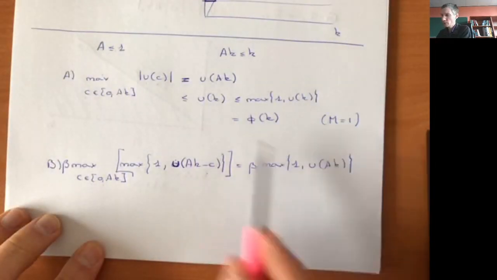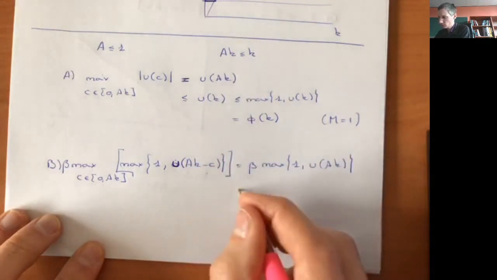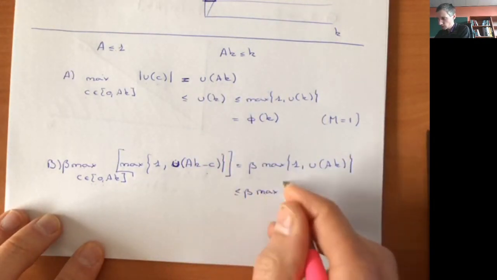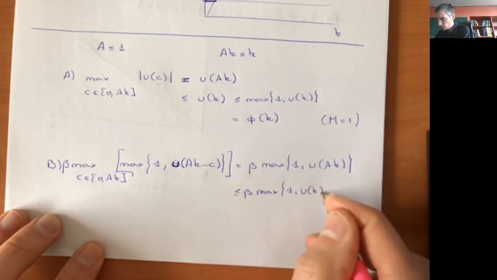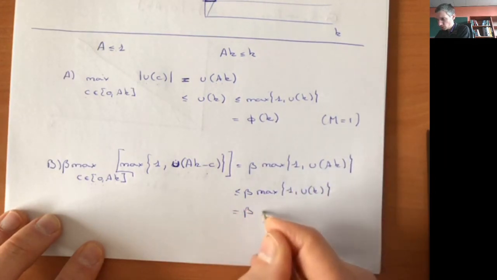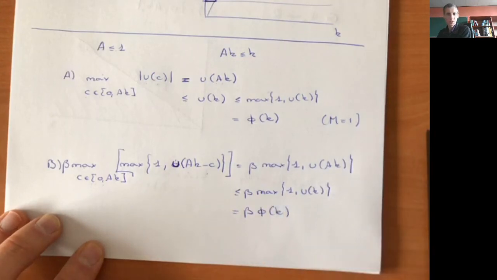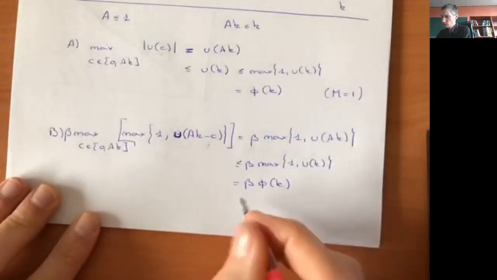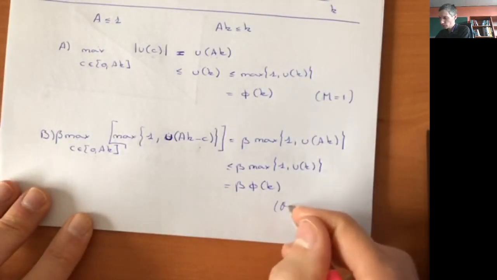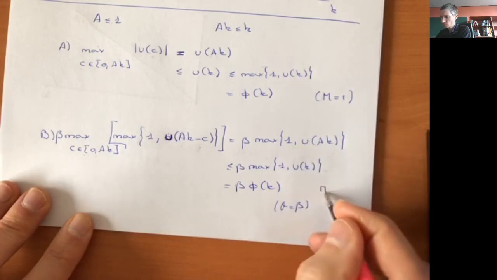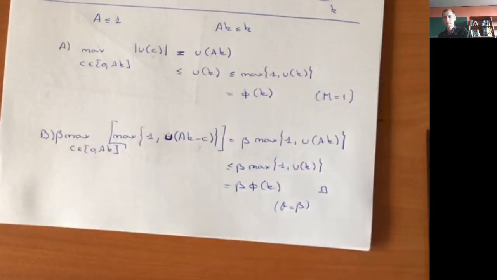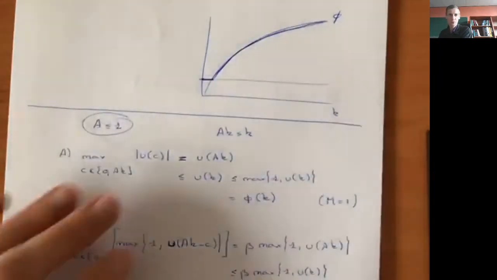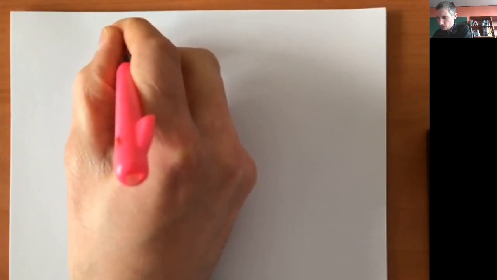I want to get rid of the a, but I can use again monotonicity here, right? So this is less or equal to beta times the max of 1 and u(k). So this is equal to beta times phi(k). And here beta is of course strictly smaller than 1, so I can put theta equal to beta in this case, so condition B is also satisfied. So this is for the case where a is smaller or equal to 1. Now let's try the case where a is strictly bigger than 1.